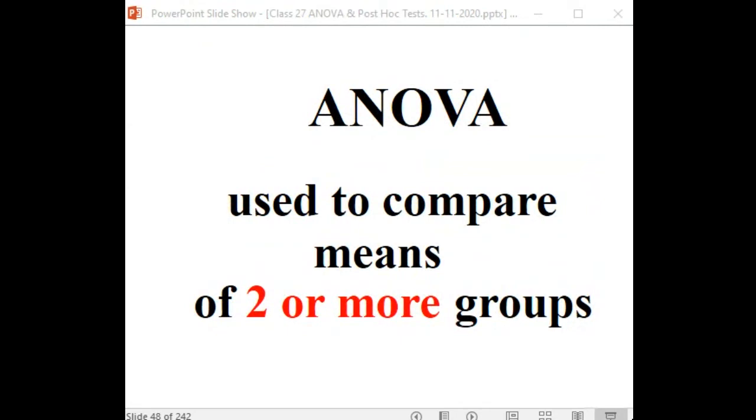ANOVA is used when we want to compare the means of two or more groups. So we can use ANOVA to compare the means of two groups if we want, but we can also use ANOVA to compare three groups, four groups, or more. We can't do that with a t-test because a t-test is only good if we're comparing two groups.